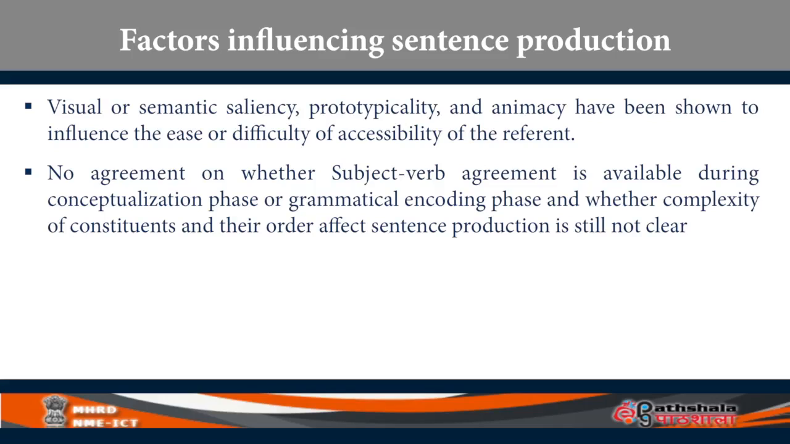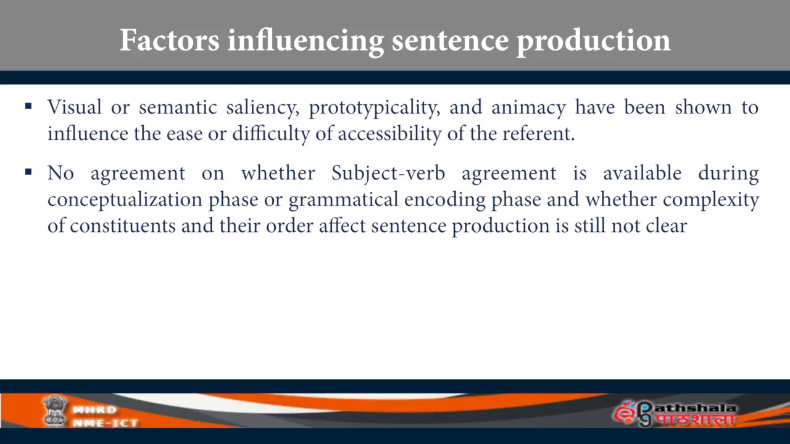So these are some of the non-linguistic as well as semantic level factors which influence whether we are able to bring the listener's attention to the referent about which we are speaking. We are talking about speech production. I am going to speak to you about something, say, give me that bottle. The referent is the bottle.